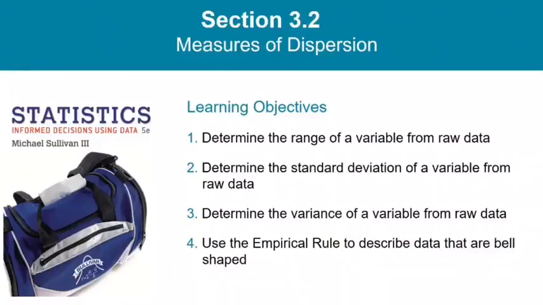Today we are in section 3.2 and we'll be talking about measures of dispersion, or measures of spread. So we'll learn how to determine the range of a variable from raw data, how to determine the standard deviation of a variable from raw data, and how to determine the variance of a variable from raw data. And I'll also show you the empirical rule, which is a useful rule of thumb that you can use when you have data that fits a bell-shaped distribution. So here we go.